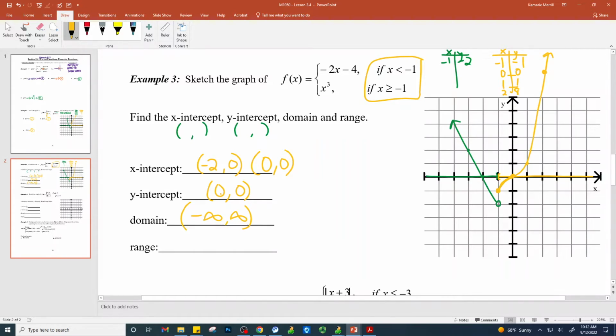Now the graph is what you need for the output, right? The y, the range. So what would we say for the range on this one? -2, or -1 to infinity. Non-inclusive. Thank you. Who said non-inclusive? Thank you. So non-inclusive.